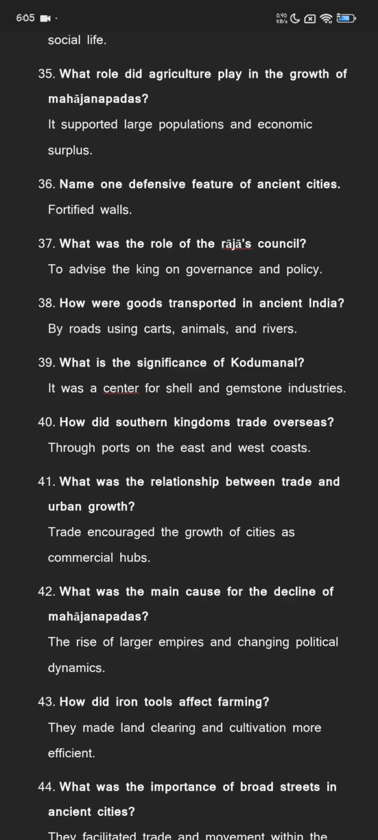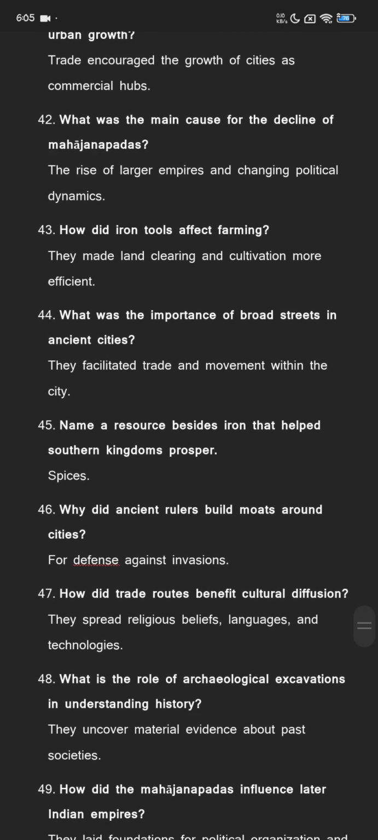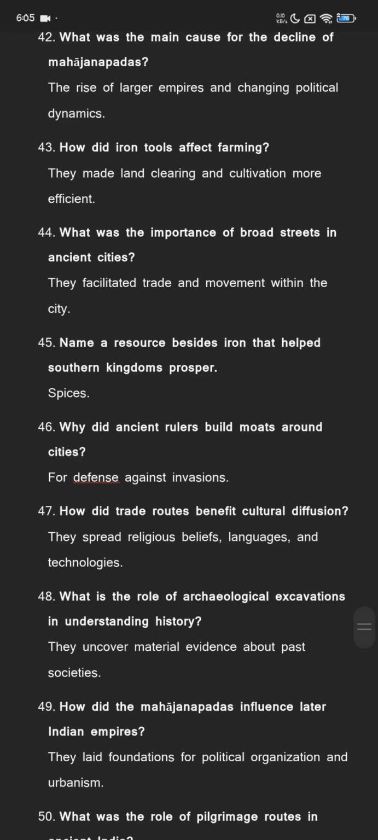What was the relationship between trade and urban growth? Trade encouraged the growth of cities as commercial hubs. What was the main cause of the decline of Mahajanapadas? The rise of larger empires and changing political dynamics. How did iron tools affect farming? They made land clearing and cultivation more efficient.